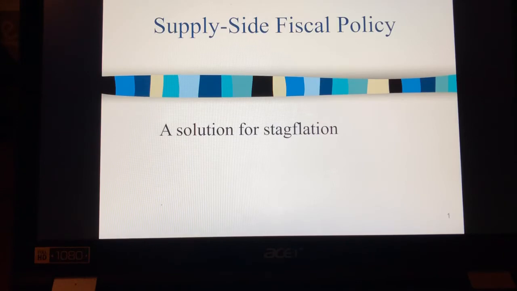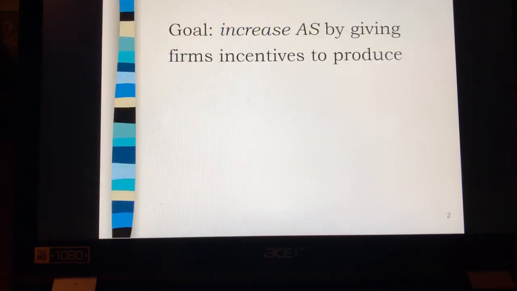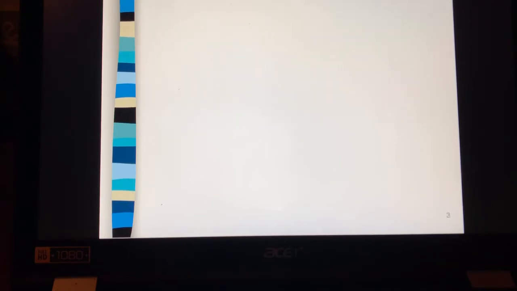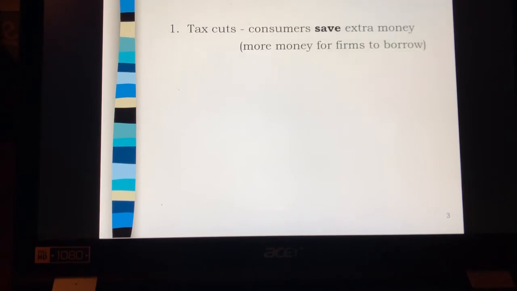And so what we're going to look at is supply side, saying instead of moving the aggregate demand curve, let's look at moving the aggregate supply curve. And so the goal of supply side is to increase aggregate supply by giving firms incentives to produce. And so there's three tools to increasing aggregate supply. One of them is cutting taxes.